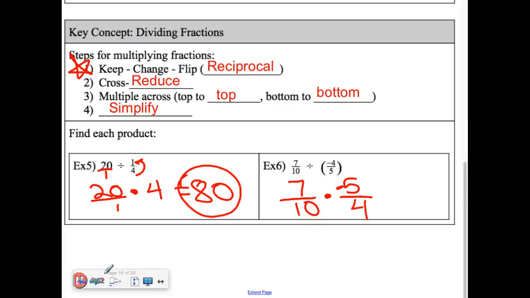They're both divisible by 5. So this 10 is going to become a 2, and this 5 is going to become a 1. Now, the 7 and 4, they can't be reduced. So now I'm just going to multiply straight across. I have 7 times negative 1, which is going to give us negative 7. And on bottom, I'm going to have 2 times 4, which is 8. I'm going to look, can I reduce anything? Can 7 and 8 both be divisible by a number? They cannot.